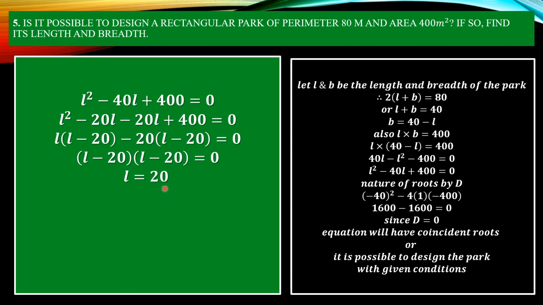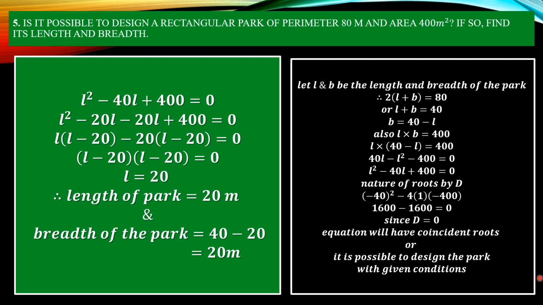Now see, L is equal to 20. Coincident roots, or equal real roots. So L is 20. Length of the park is equal to 20 meters. Breadth comes out to be 40 minus L, that is 20 meters also. So length and breadth are the same for this park, right? Now you'll say that when length and breadth are equal, it is a rectangle. Sorry, it is a square. Square is also a rectangle. When length and breadth are equal, a rectangle becomes a square.